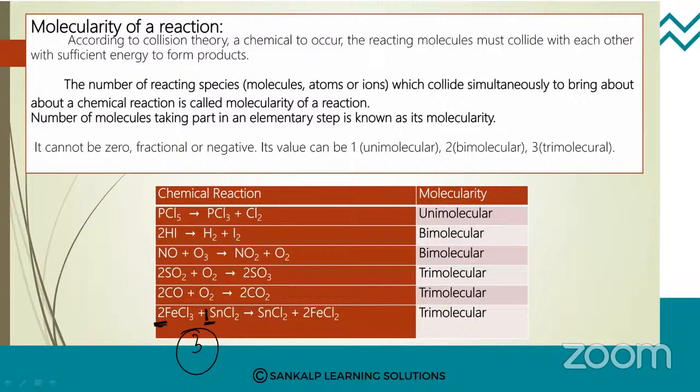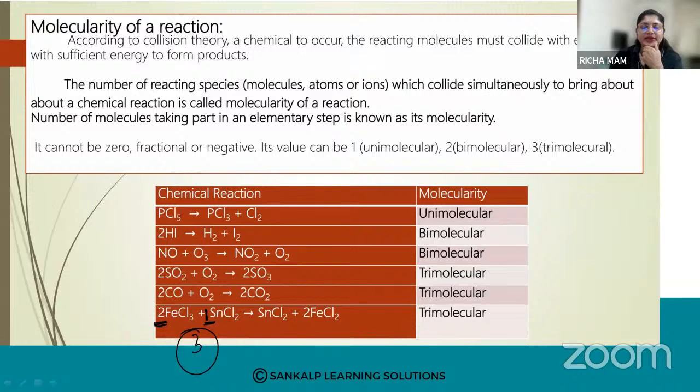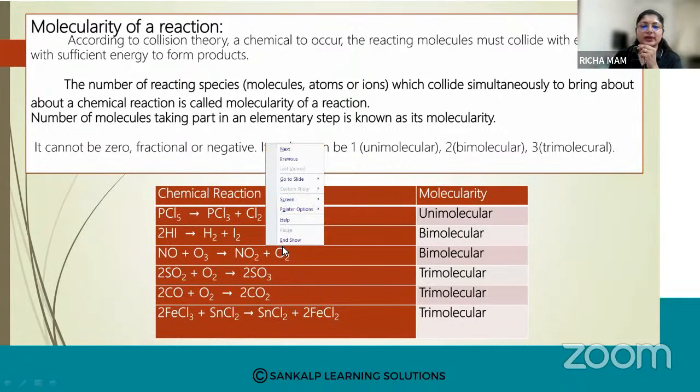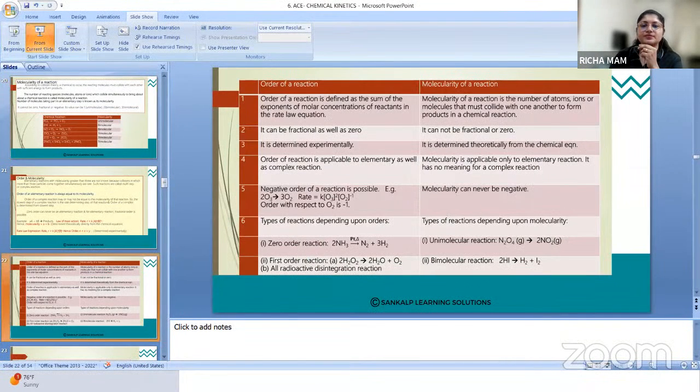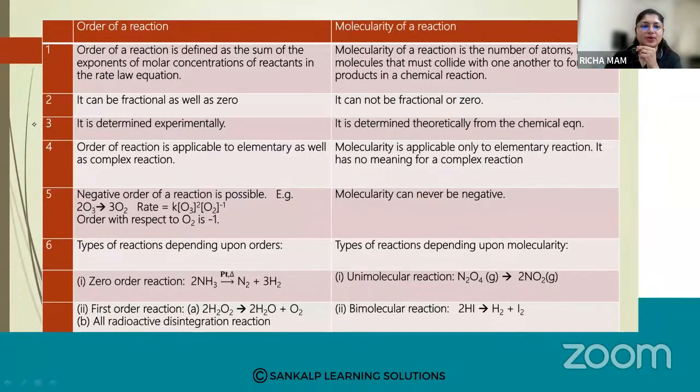Is it clear about molecularity and order of reaction? Examples will be given, and they will tell you to find the molecularity, or they will ask you to find out the order of reaction. Okay, fine. Let us see now what is the difference. Very important question. Let me take a blank space. Mark this as important, students.